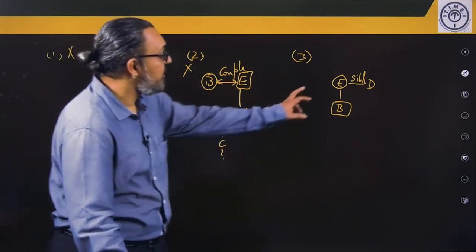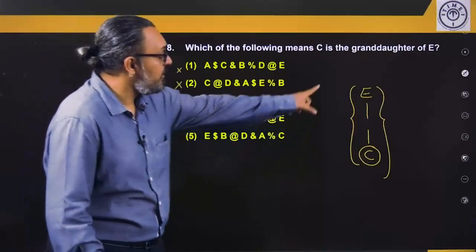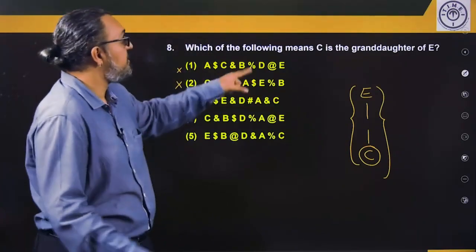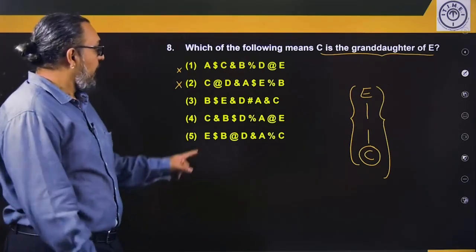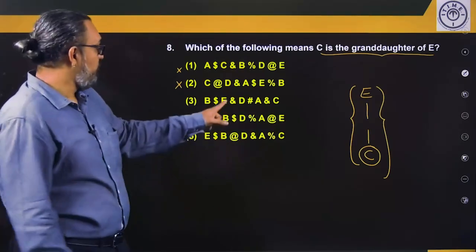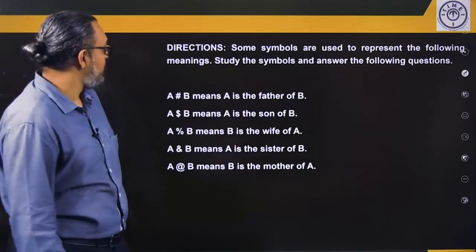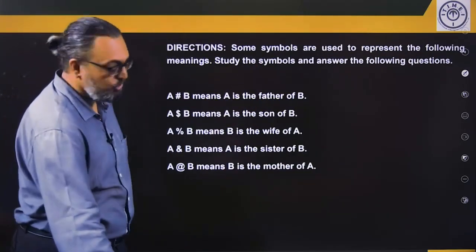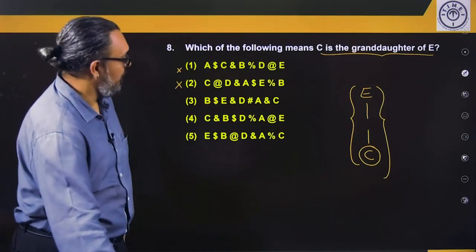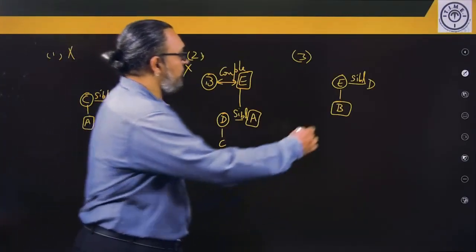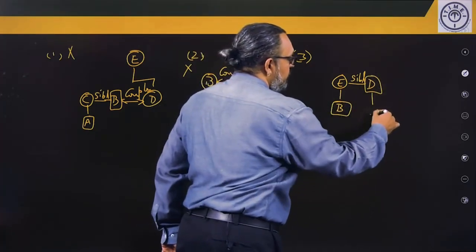But I am not interested in the gender of E. I am interested in the gender of C actually, because he says C is the granddaughter of E. Now E is somewhere given in the last. I have to go through everything. Then D hash A. What does hash mean here? Father in the forward direction only. So here we have D is a father to A.